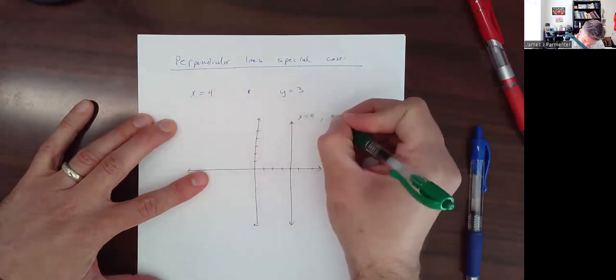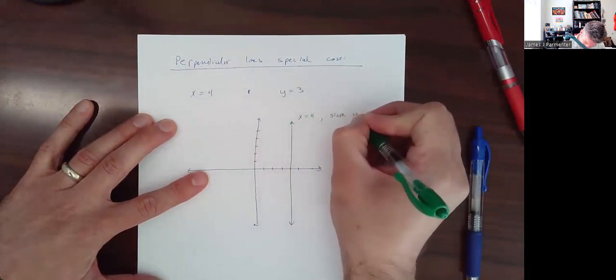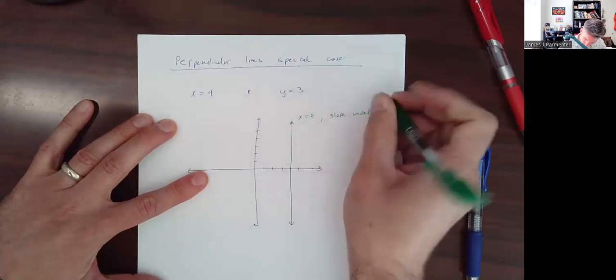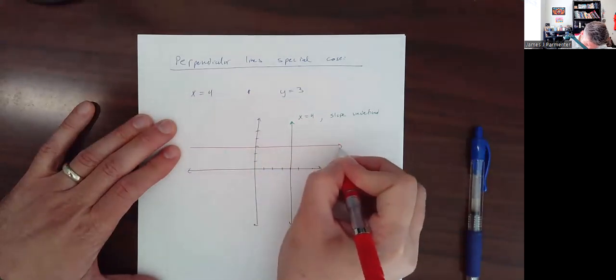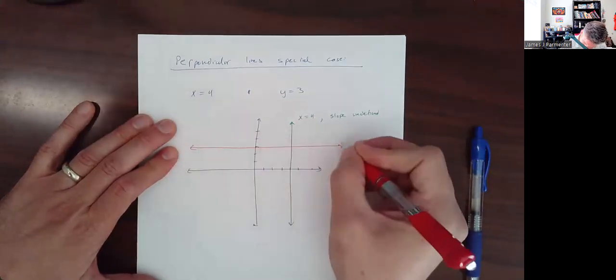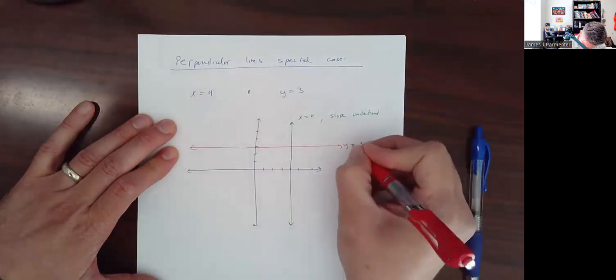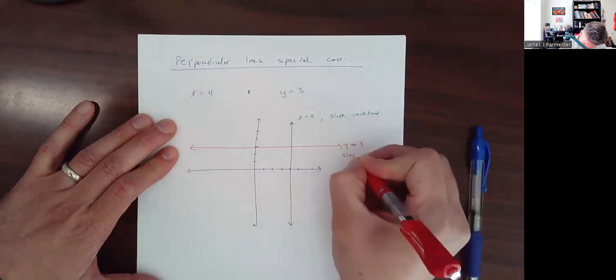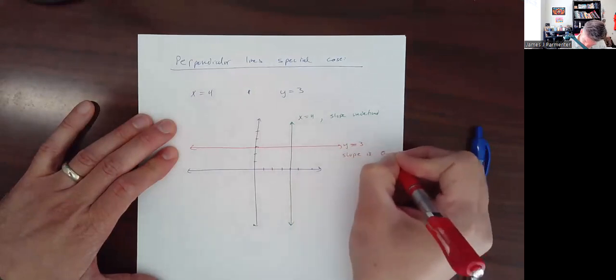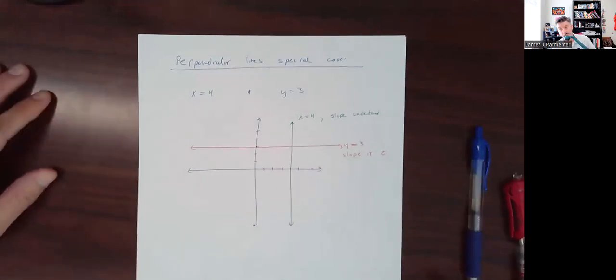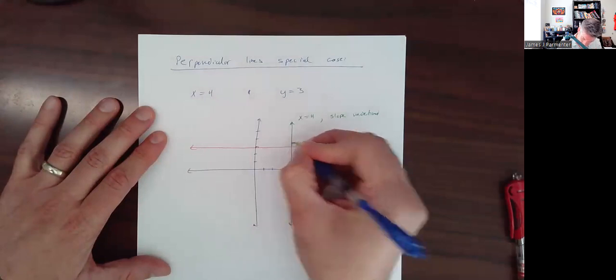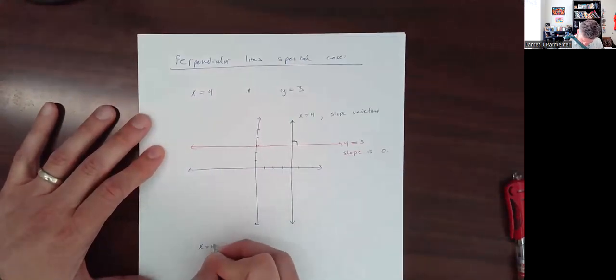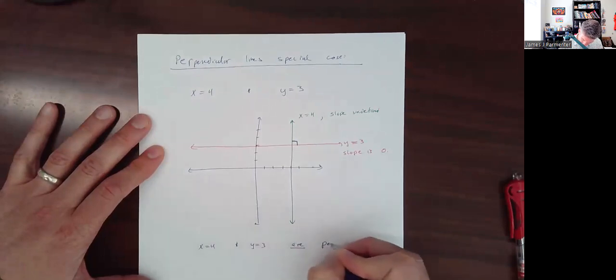And the slope is undefined. And over here is the horizontal line y equals 3, and the slope is 0. And they're clearly perpendicular to each other. They definitely form a right angle with each other. So x equals 4 and y equals 3 are perpendicular.